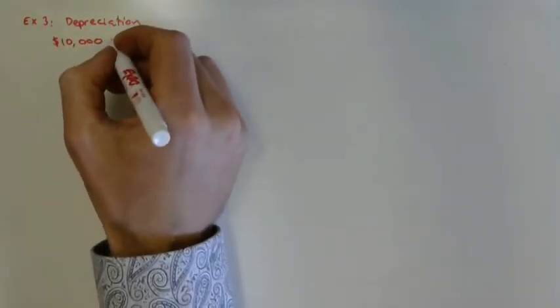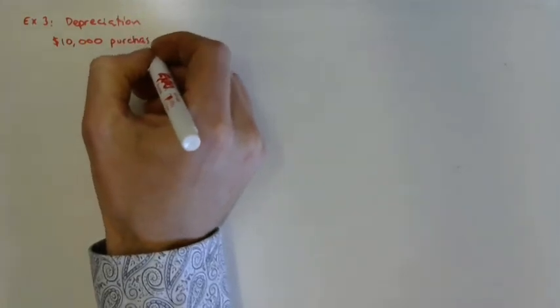Example 3. We're dealing with depreciation. Depreciation of a motorcycle. We have Laura. I wonder why all the motorcycle drivers in this book are chicks. Almost every time. Laura just bought a new motorcycle. Initial price, $10,000. $10,000 purchase price.